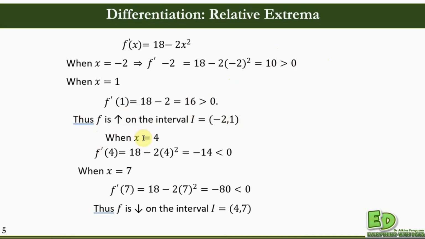When x is equal to 4, that is the second point that we have, 4 and 7. If it's substituted in place of this differential here, we're going to get minus 14, which is also less than 0. And then when x is equal to 7, substituted in the same function, we'll get minus 8, which is less than 0. So we can say that at that point too, the function is decreasing on the interval 4 and 7, right?